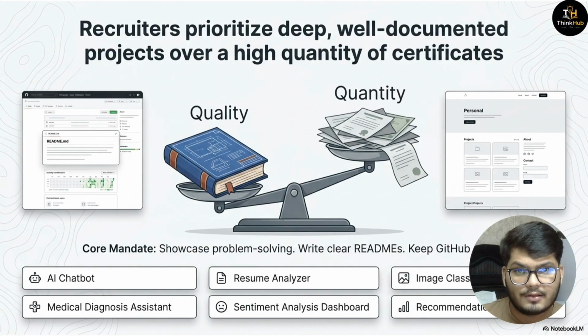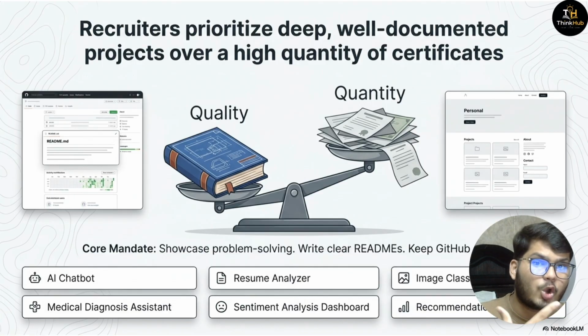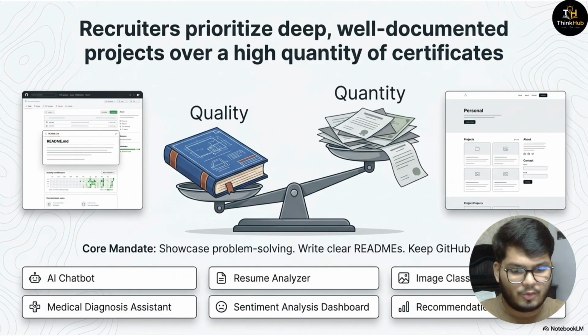And this is about recruiters. Recruiters prioritize deep and well documented projects over a high quantity of certificates. You can gain certificates many times, but well documented projects are more valuable than any type of certificates. So always build projects and work on projects. Certificates are also important, but always give priority to well documented projects.